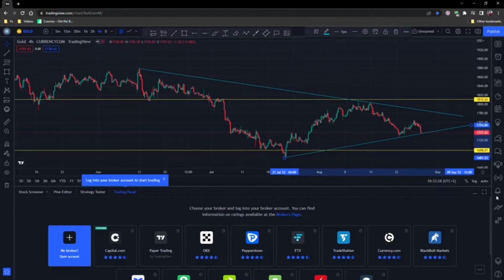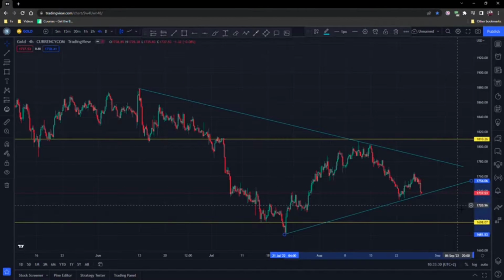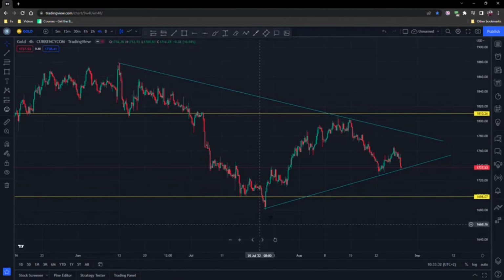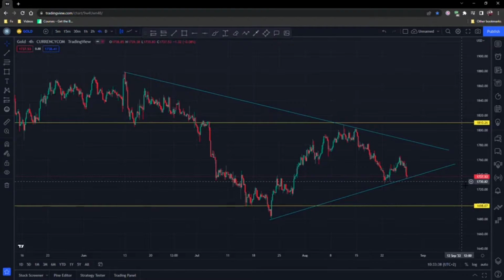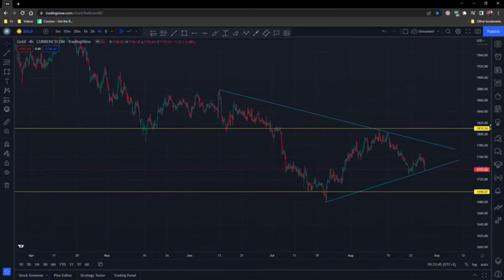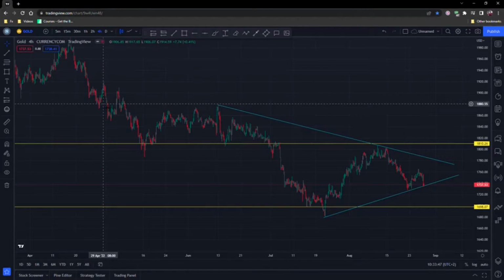Sorry about that, let me just move it down. We can see that we are looking at a continuation of the pattern we saw in the US 100. As you can see, now we are looking at a symmetric triangle as well, right? A symmetric triangle with that candle forming.